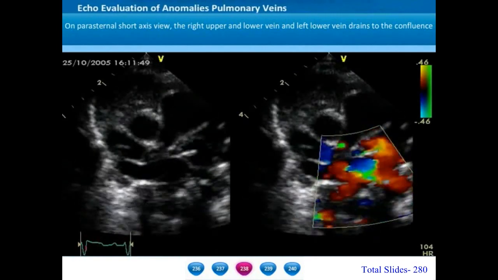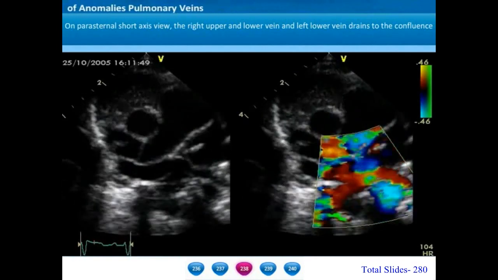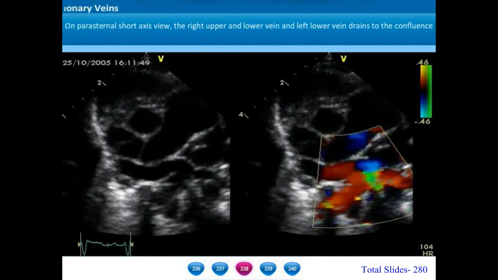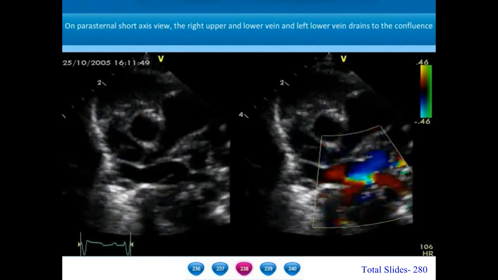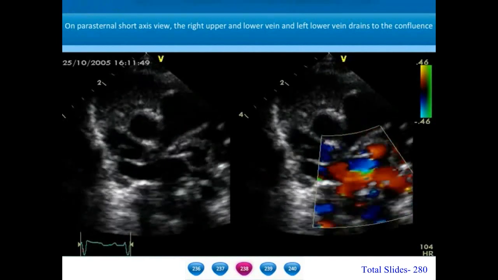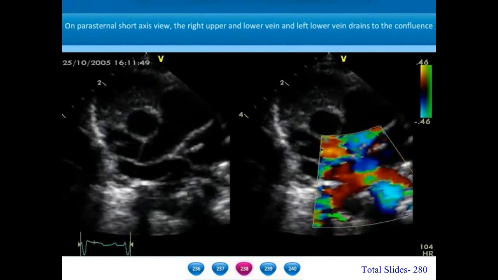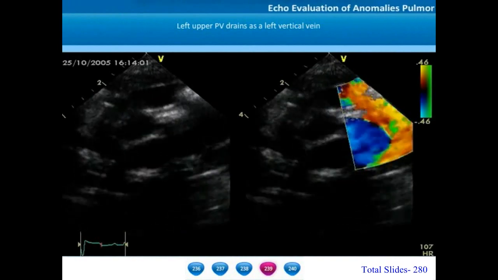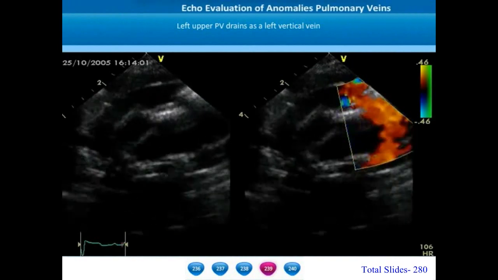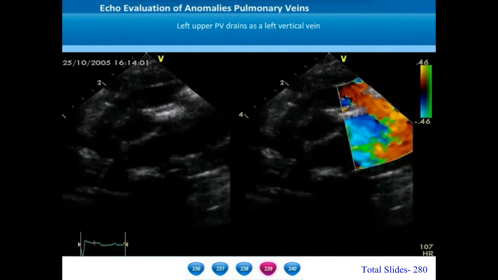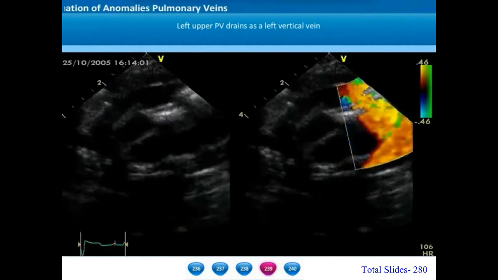On a parasternal short axis view, we are able to appreciate the right upper, right lower, and the left lower pulmonary vein entering onto the coronary sinus. However, the left upper pulmonary vein is not visualized. This left upper pulmonary vein drains as a left vertical vein onto the left innominate vein and subsequently towards the right superior vena cava.